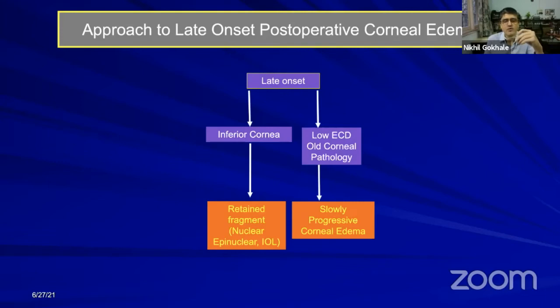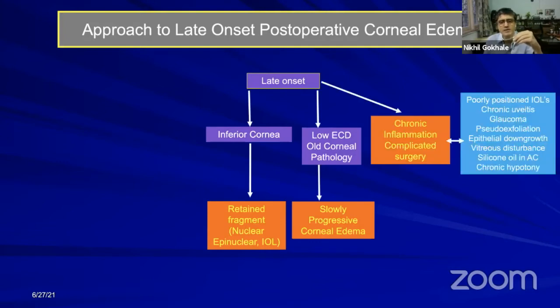However, in patients who have old corneal pathology, their cell counts were low when you operated. It could be a slowly progressive corneal edema picture. Patients who have had chronic inflammation, or had a complicated surgery, either because of a poorly placed lens, or they have vitreous disturbance, or they have glaucoma with chronic inflammation. These are patients who might slowly come down over a period of time with progressive cell loss.